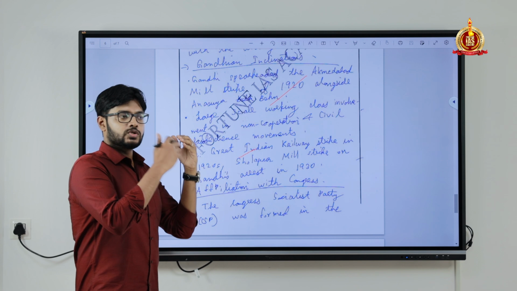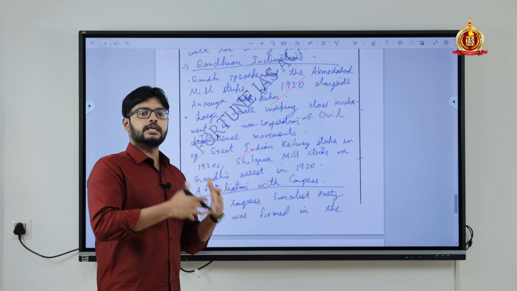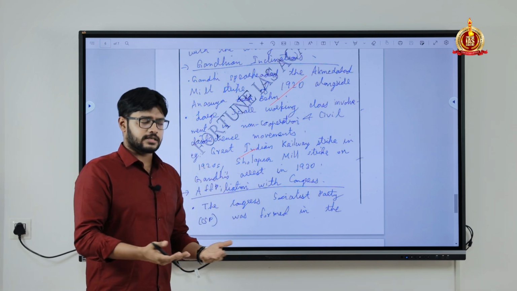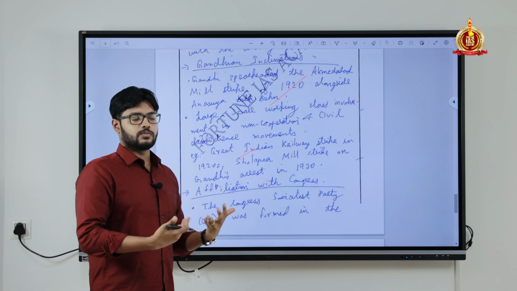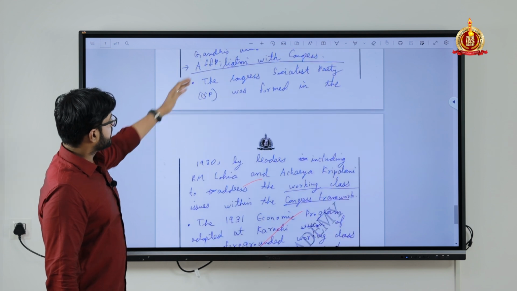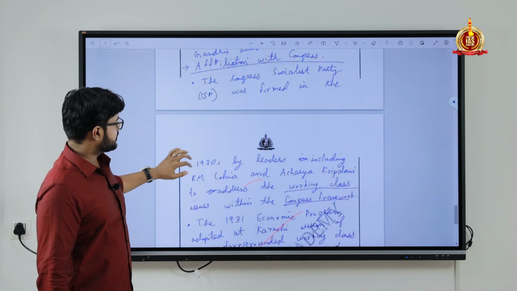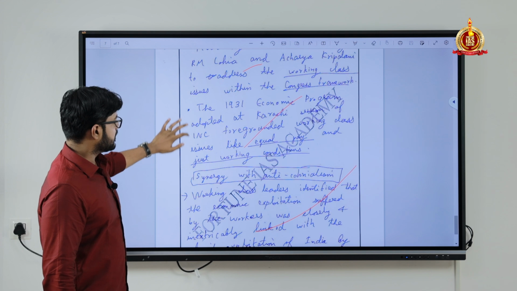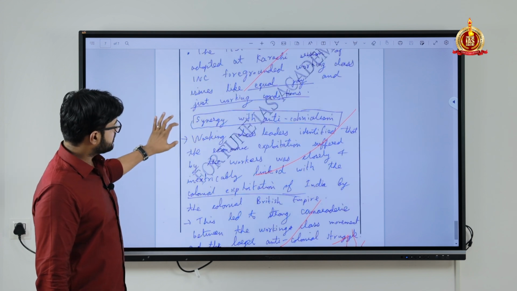So again, to substantiate your points, please try to use examples, whichever answer it is, primarily in GS1 and also other papers also. Now, affiliation with Congress in 1930s, right? Then synergy with anti-colonialism.